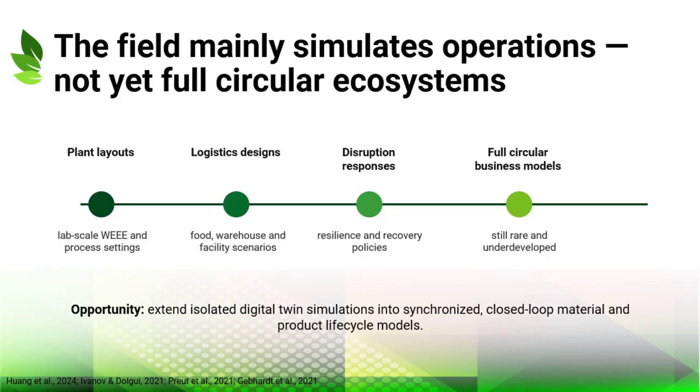The chapter makes an important distinction between operational simulation and full circular ecosystem simulation. Current research is strongest at the operational level. It can test plant layouts, warehouse configurations, logistics designs, disruption responses, and localized recovery processes. These applications are useful because they can reduce waste, improve material recovery, and support better resource use. However, complete simulation of circular business models and closed material loops is still underdeveloped.